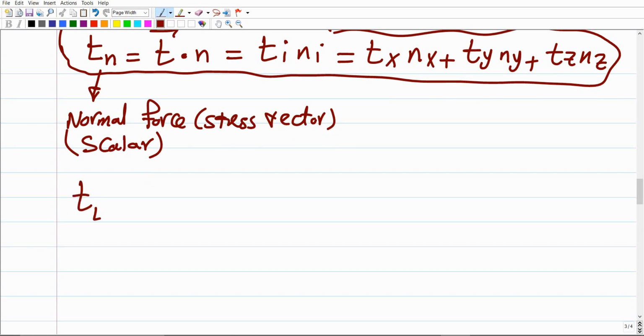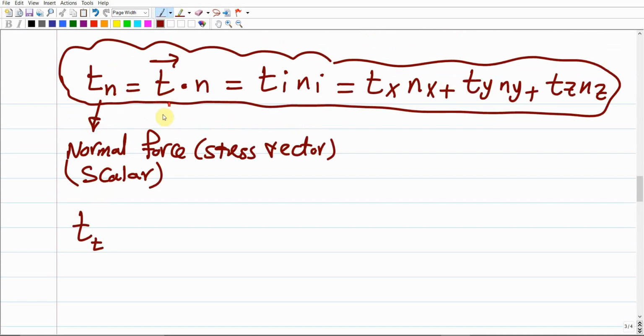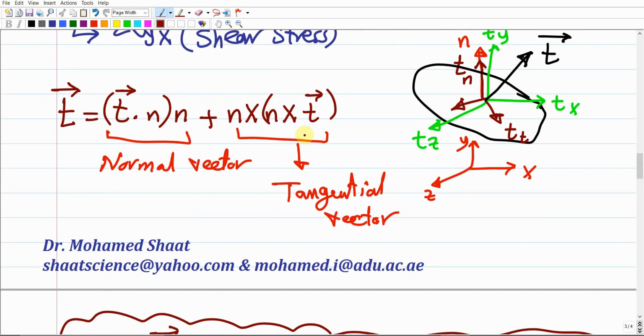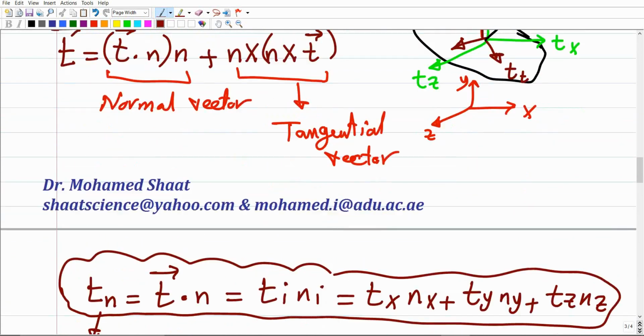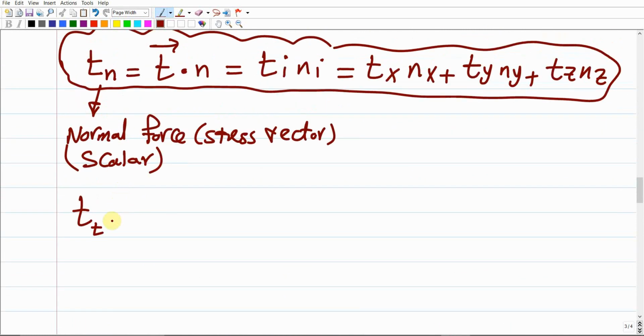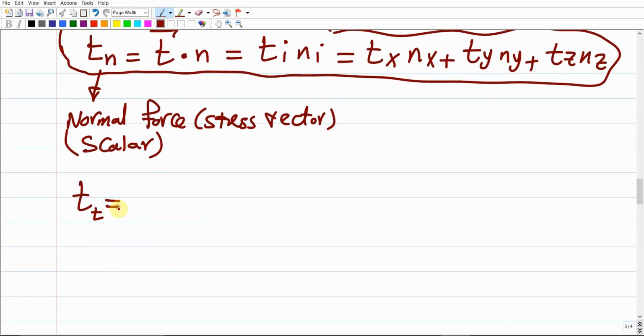And the tangential component, t_t, where t stands for tangential component of this one. This is a vector, so I'm going to pick the components only of this vector. The tangential component also is going to be a scalar quantity, or the tangential value of this force. Like you already have a force and you're going to decompose this force into two components. One component is normal and the other component is tangential.